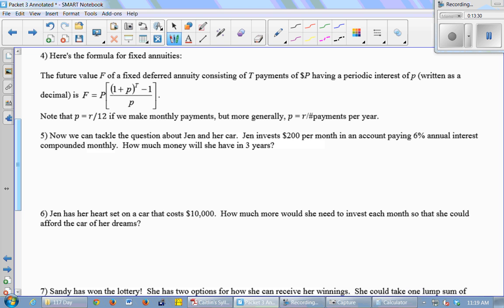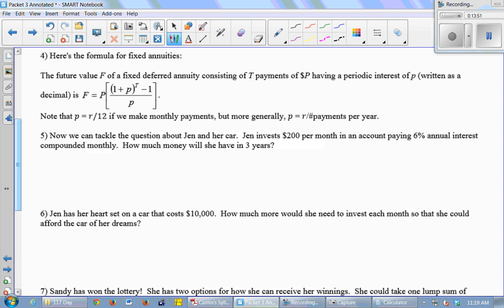So this is my formula. Future value is equal to P, which is your monthly payment, and then little p represents your periodic interest rate, and capital T represents the number of payments. Okay? So it's not years, it's the number of total payments.